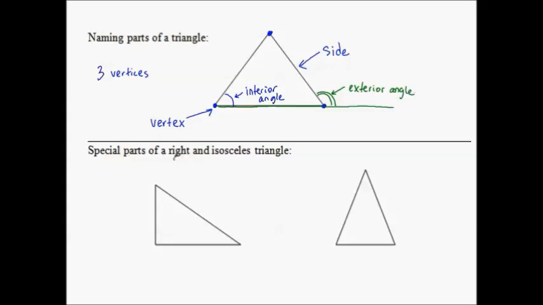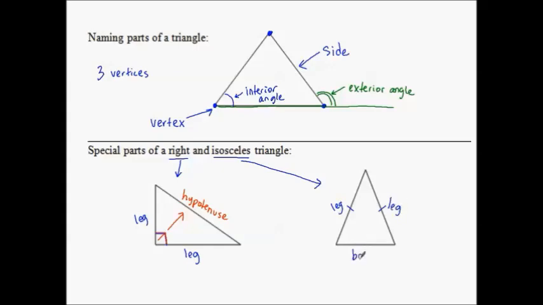Special parts of a right and isosceles triangle. We're going to make this one look like a right triangle by putting the right angle here. So if we have the right angle there, we can sort of think of that like an arrow pointing to the longest side, that's called the hypotenuse, and then the 2 other sides that are adjacent to the right angle are called the legs. For an isosceles triangle, the 2 congruent sides are called the legs.